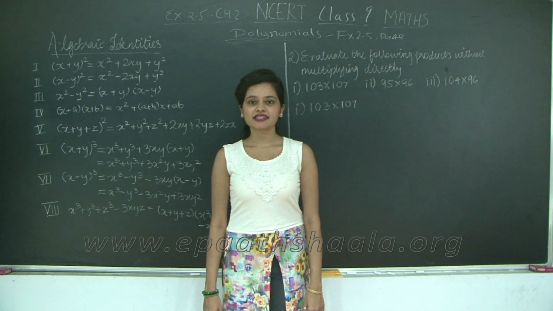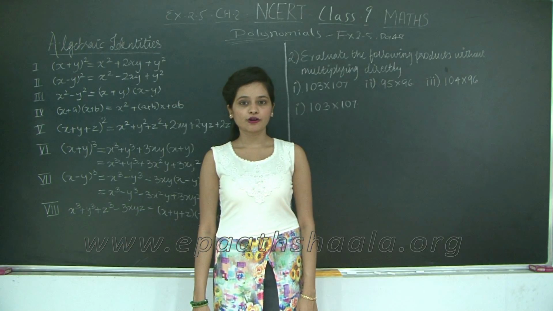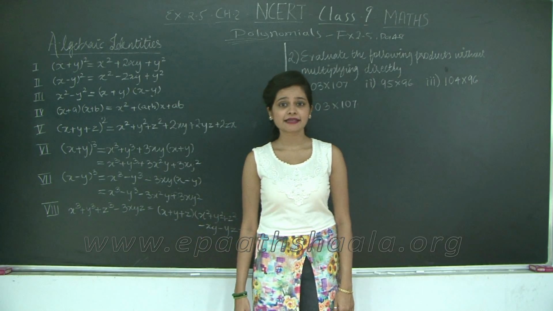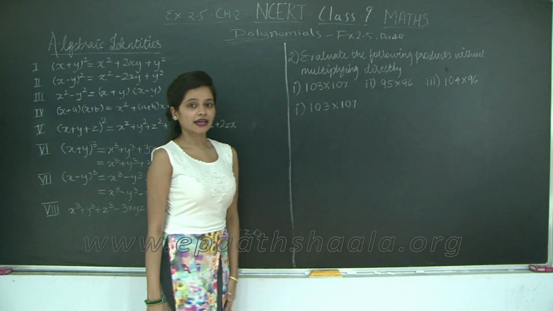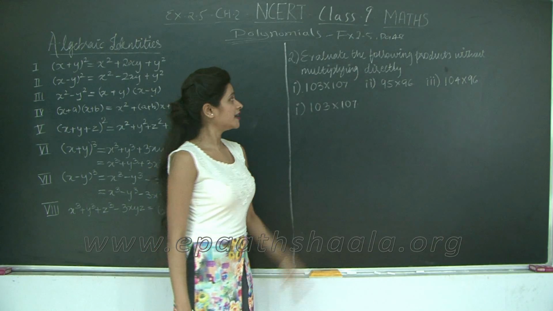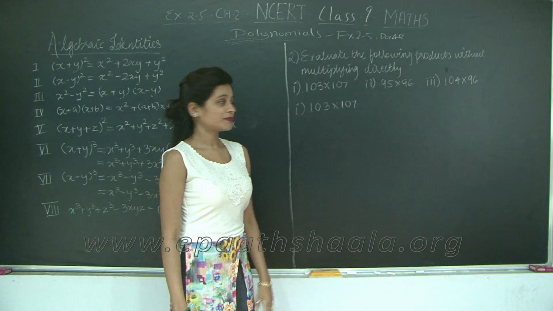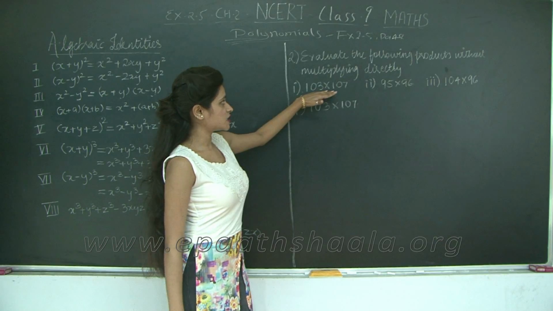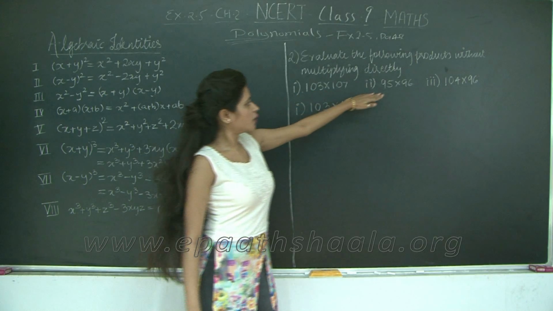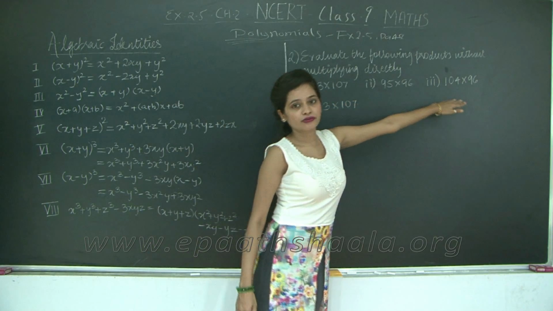Hello students, let's continue with exercise 2.5 of polynomials based on algebraic identities. So we completed question number 1 in the previous lecture. Let's continue with the second question. So let's see our sub questions. It's 103 into 107, 95 into 96, 104 into 96.